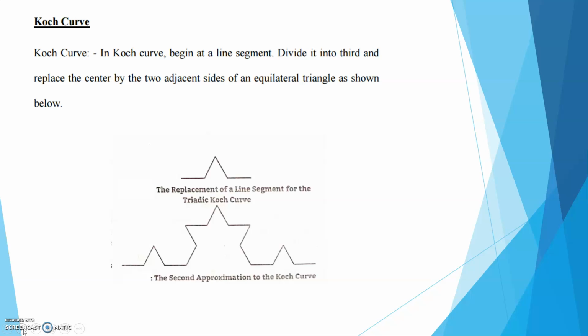Basically, these curves are categorized as spline curve representation and fractal representation. Fractal representation is classified as Hilbert curve and Koch curve. First we will study what is the Koch curve. Before that we will study fractal representation.